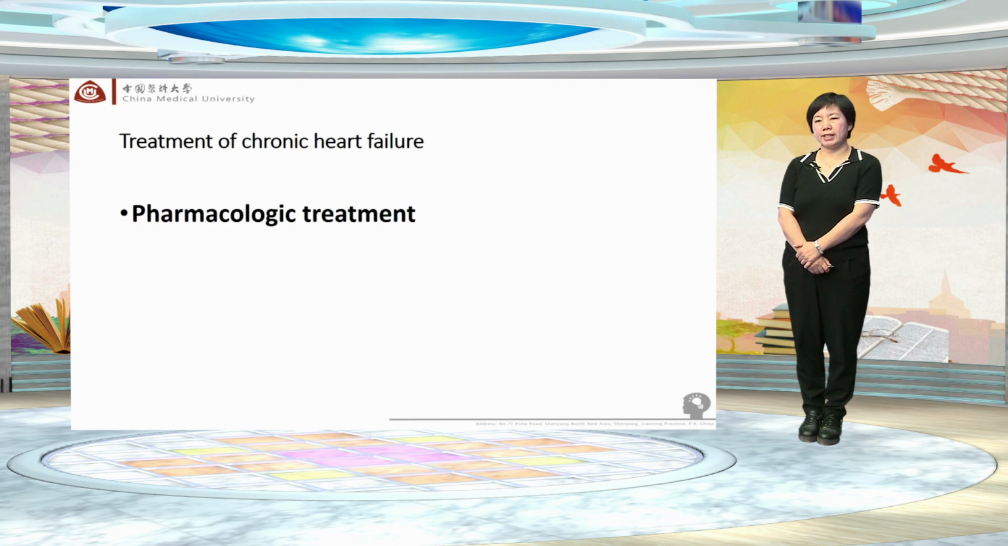When we use medications, we can choose diuretics, vasodilators, and cardiac inhibitors to treat the symptoms of heart failure. We can also use ACEI, ARB, and beta blockers, and so on, to extend life and to reduce mortality.